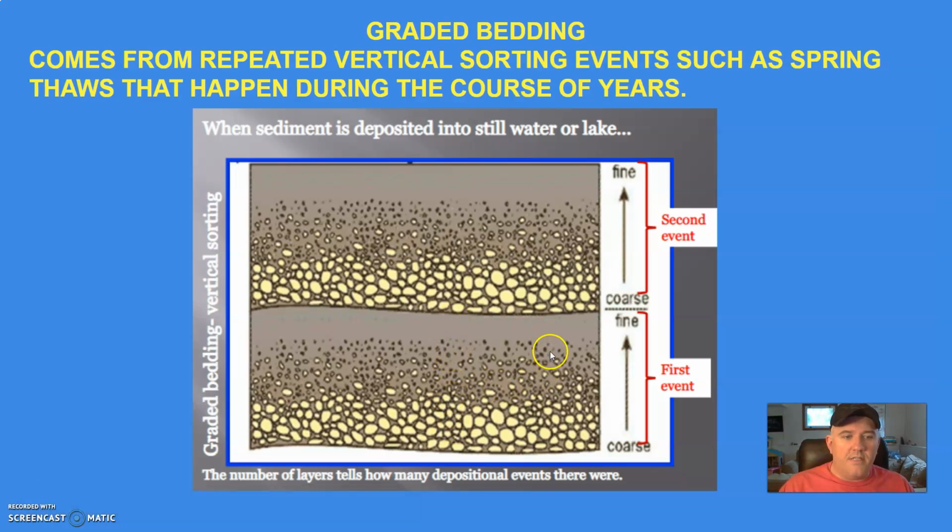If this happens season after season, we get these layers called graded bedding, where it's vertical sorting on top of vertical sorting.